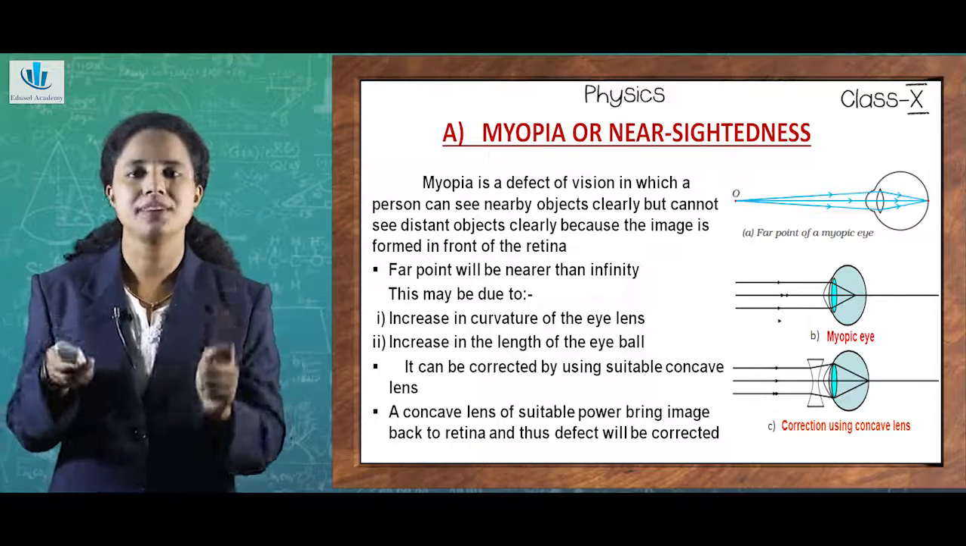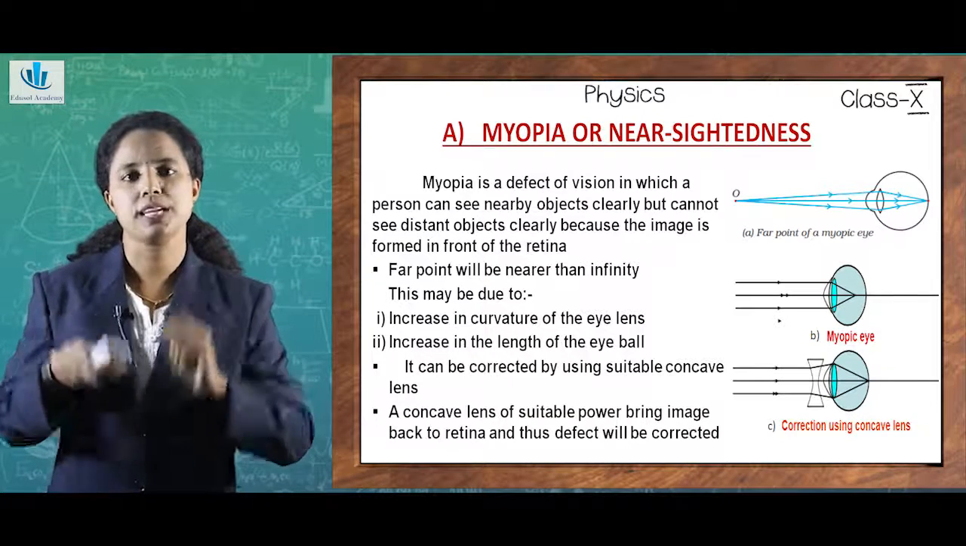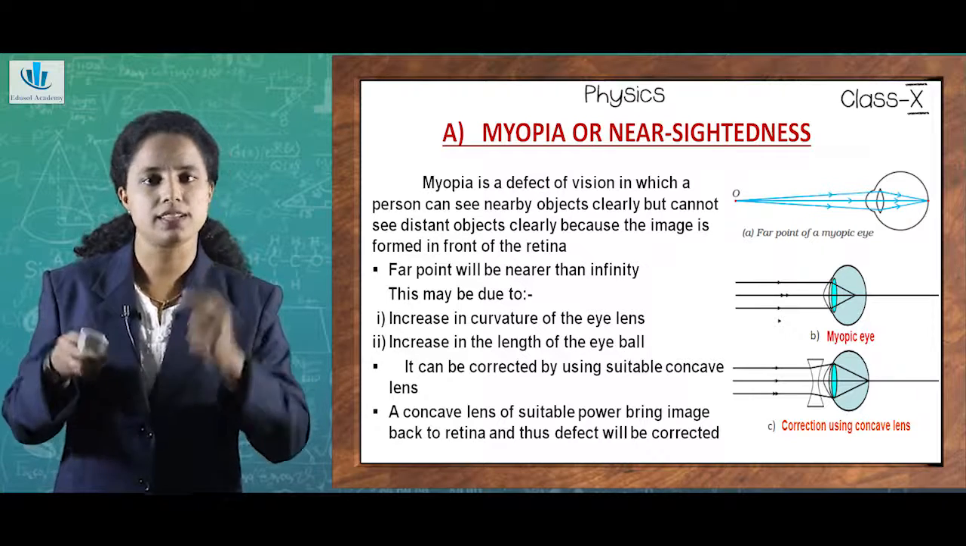So if a person is suffering from myopia or nearsightedness, where you can't see far objects, then you should wear a concave lens or concave spectacles.